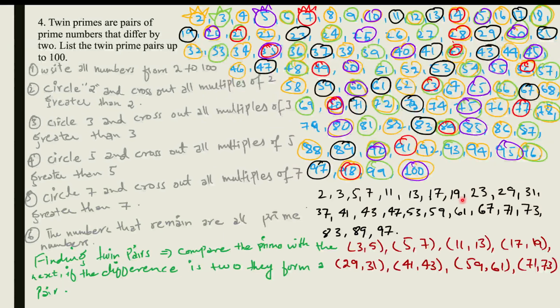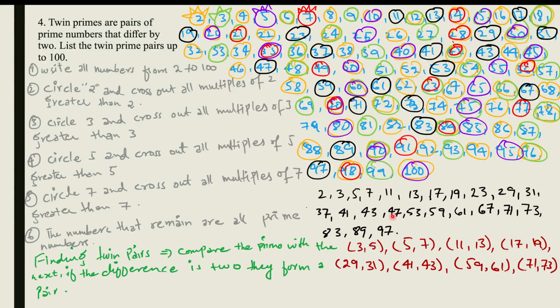Then we have 19 and 23. The difference is bigger. 23 and 29, again the difference is bigger than two. Then 29 and 31, this is a difference of two, so this is the next twin prime. 37 and 41, again the difference is bigger than two, so this cannot be. Then we move to the next one. 41 and 43, again there is a difference of two, so this is our next twin primes.